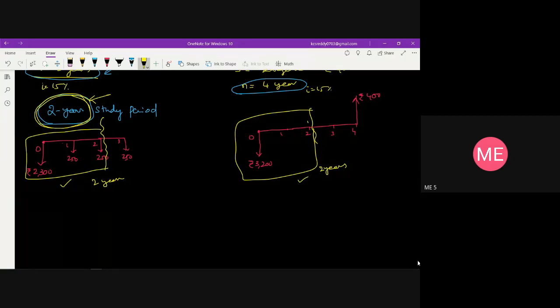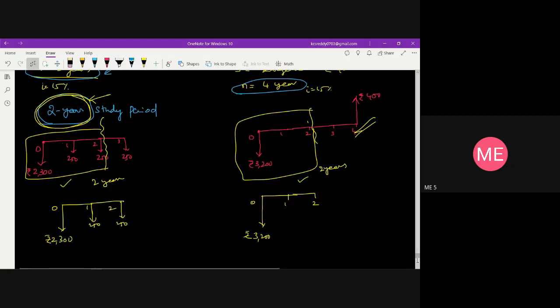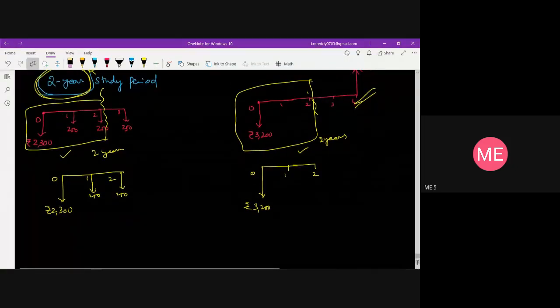Now if I rewrite the cash flow diagram, I'll be considering rupees 2300, and at the end of the first year I'll have 250 rupees as the annuity. At the end of the second year, 250 rupees as the annuity. Similarly, if I redraw this cash flow diagram, at the end of the first year and at the end of the second year, you have only rupees 3200. No other cash flows will come into the picture, even though there is a salvage value at the end of the fourth year, because I'm using this 2 year study period. So I have to consider only 2 years.